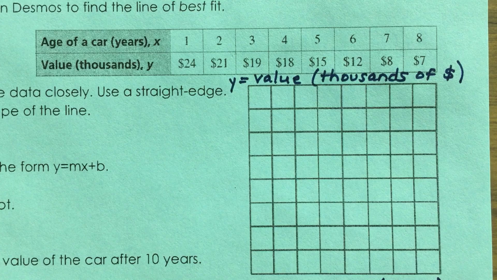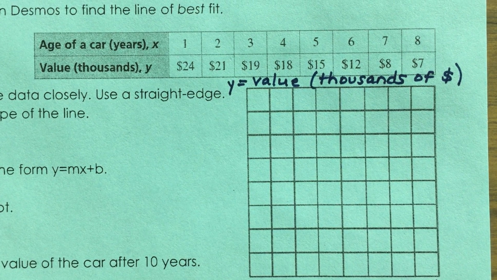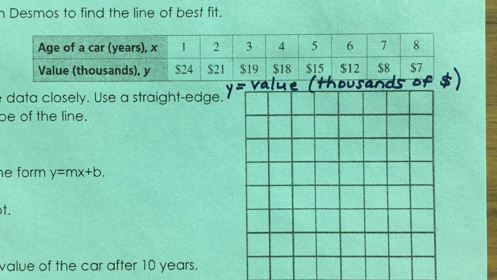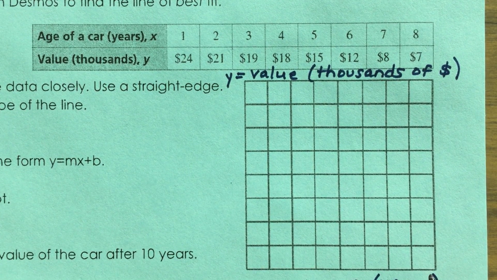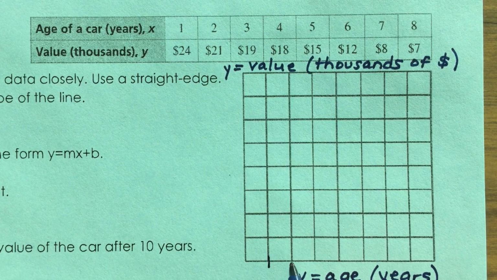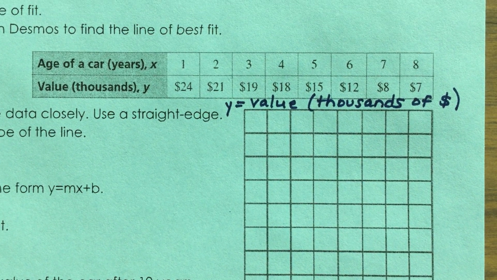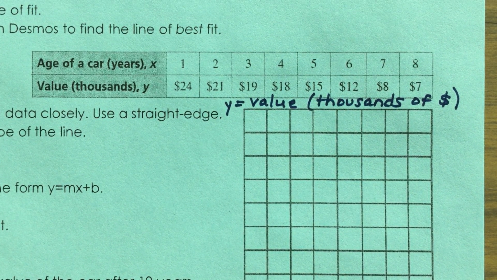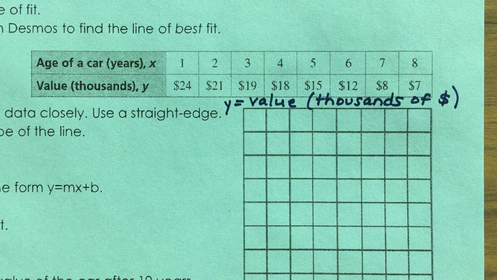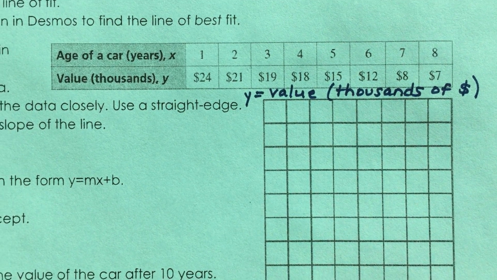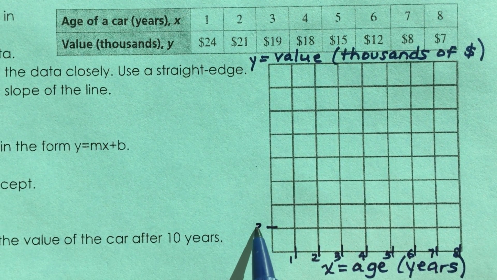It's your job to figure out how to scale your graph, and the age goes up by just 1. It goes from 1 to 8. Luckily there are 8 boxes here, so we can make each one just 1 unit. There's not much space, but 1, 2, 3, 4, 5, 6, 7, and 8. The value goes up to $24,000 as the highest. Again, that's divisible by 8, so that's nice. So we can make each one go up by $3,000.